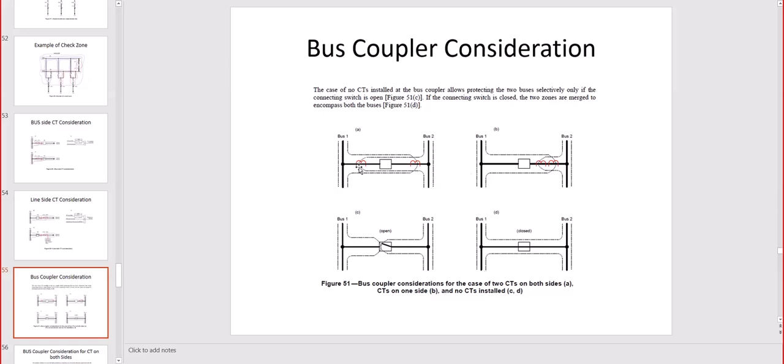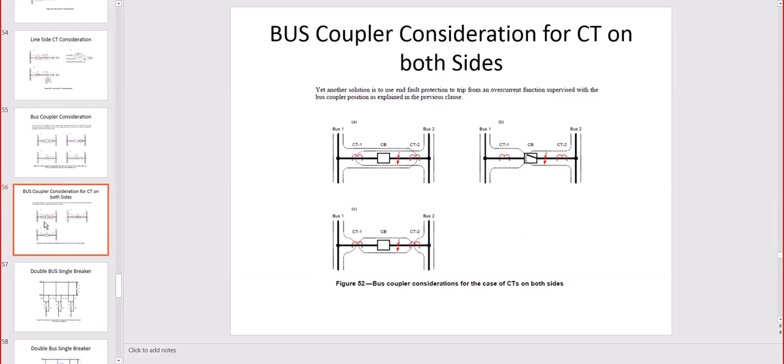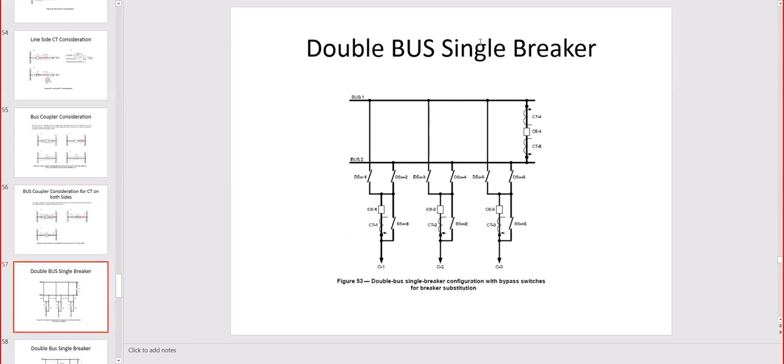On the top, you need to have CTs on both sides. And in other situations here, a bus coupler considers CTs on both sides, right? So this is the normal way. Even though it is called a bus coupler here, it is actually a load switch. Double bus, single breaker, and double bus, single breaker with a transfer.